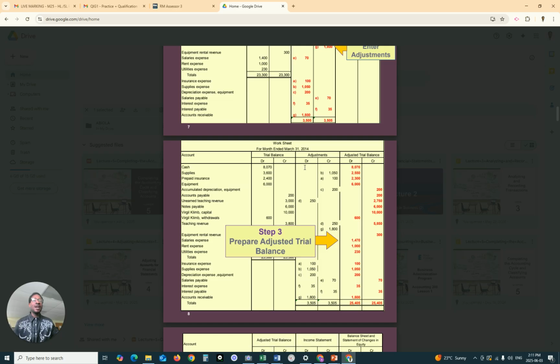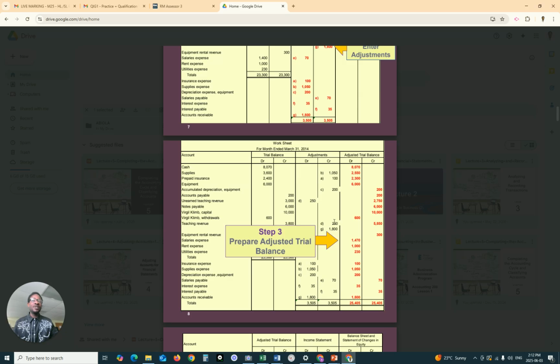now cash remains the same, supplies reduced, prepaid insurance reduced, equipment, the cost principle remains the same. Accumulated depreciation was created because it was used for 200. Accounts payable, no adjustment. Unearned revenue adjusted. Credit here minus 250 reduced. 6,000 no adjustment. 10,000 capital no adjustment. Withdrawals no adjustment. Teaching revenue adjusted.